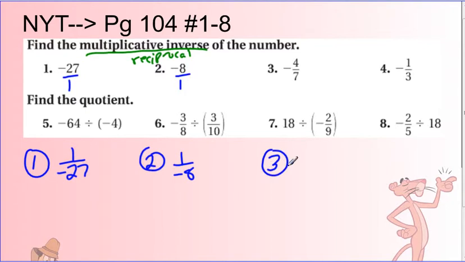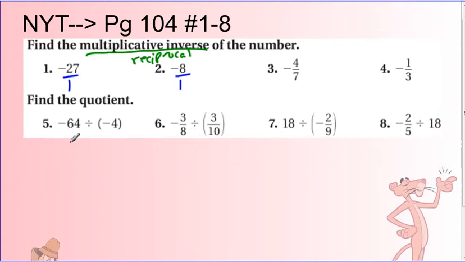Number 3, you would flip it, so it would be negative 7 over 4. And number 4, negative 3 over 1. So those were all pretty simple. And then I'm going to erase them to do 5 through 8 right there.